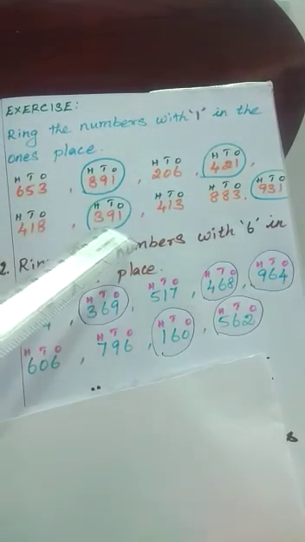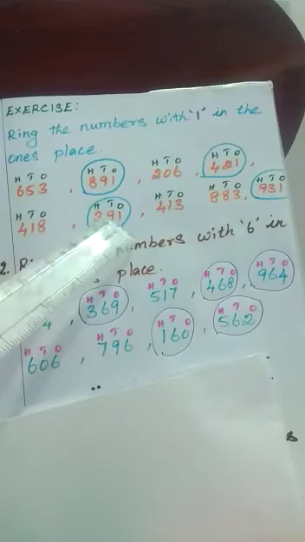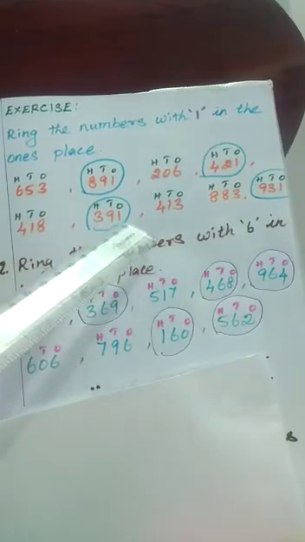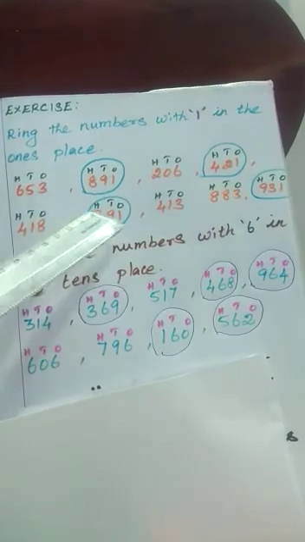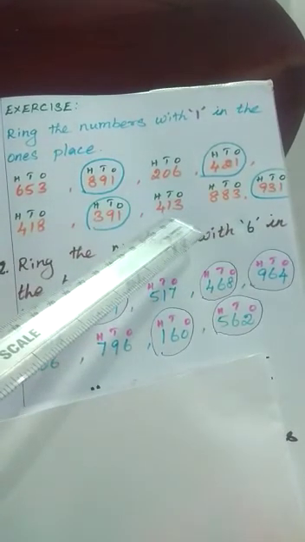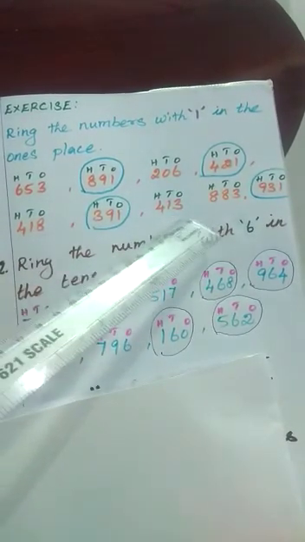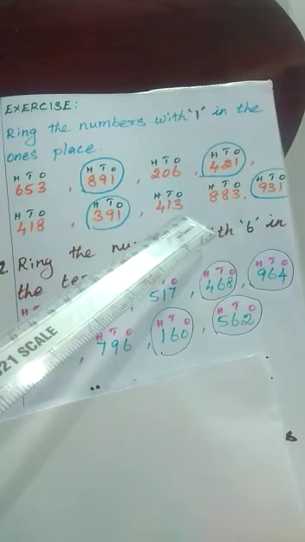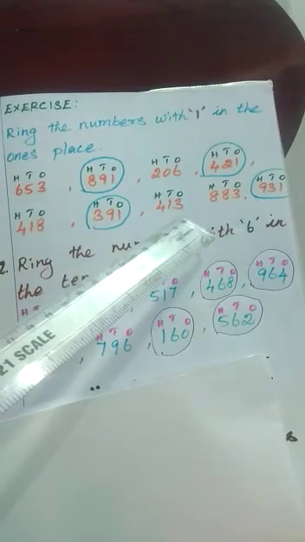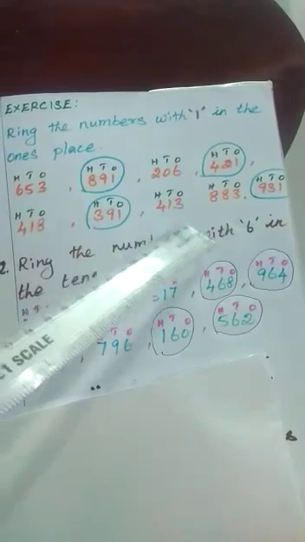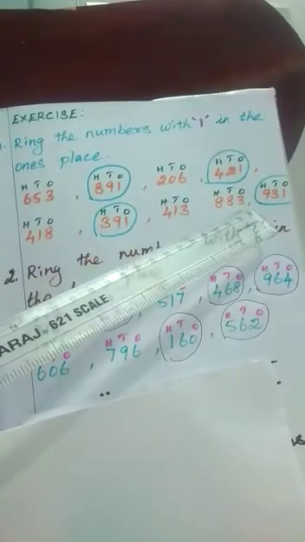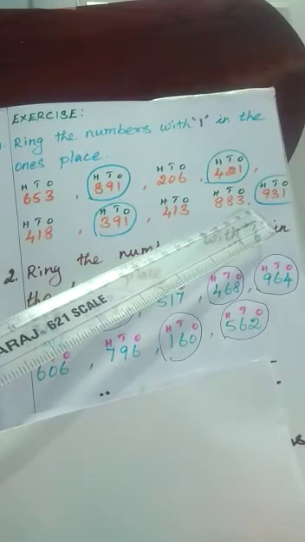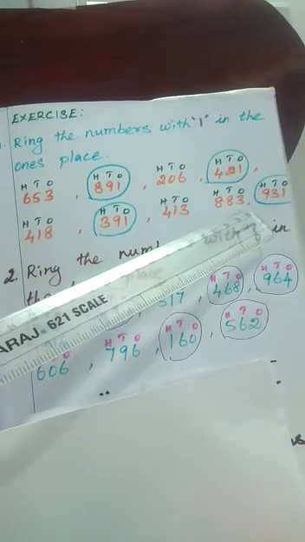Next, see the next number. 391. So what number is in ones place? 1. So you want to circle this number. Next one, 413. So what number is in ones place? 3. So if you want to circle, no, because 3 is in the ones place. Next, see the next number 883. You want to circle this one? No, because 3 is in the ones place.